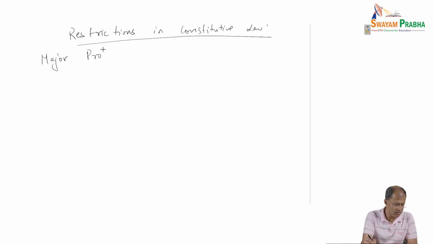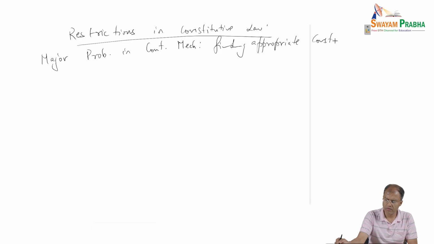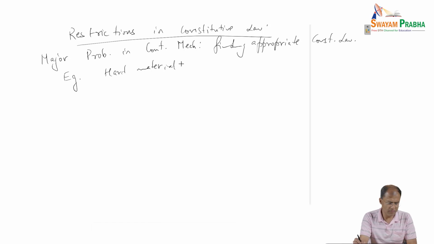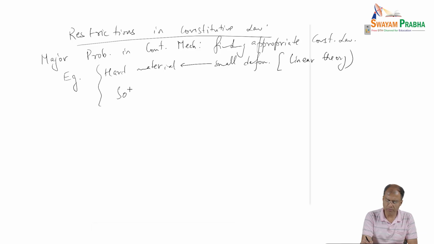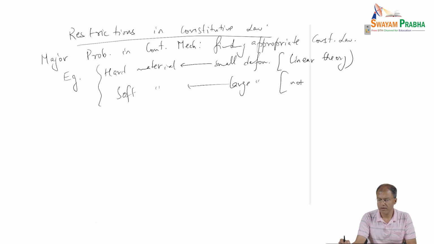So the major problem in continuum mechanics is finding the appropriate constitutive law. For example, if we have a hard material, we expect that there will be a small deformation, and the constitutive law can very well be approximated by a linear theory, right? And if we have a soft material, we will have a large deformation with strain, so we will need a nonlinear theory for soft material, or we will see the so-called viscoelastic material.